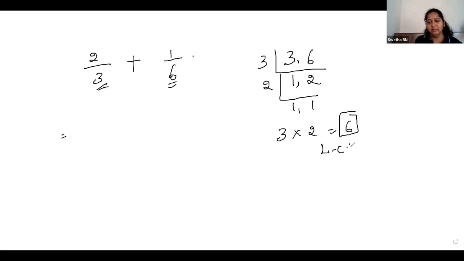So what is 6 here? It is the LCM. So what will I do? I will write the first fraction here. What is the need of taking LCM? We take LCM because you have to make the denominators the same. So how much is the LCM here? 6. So you have to make the denominator 6.